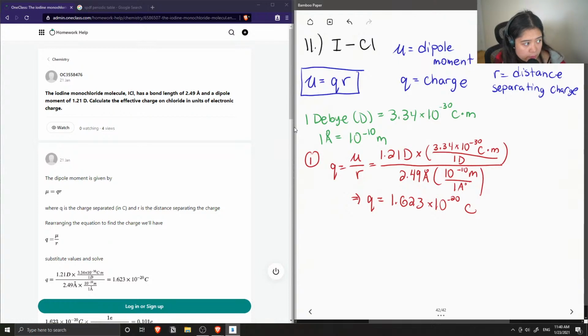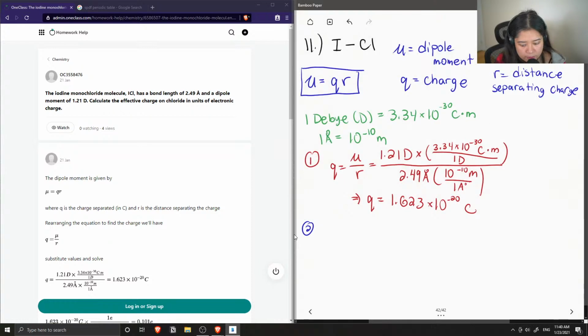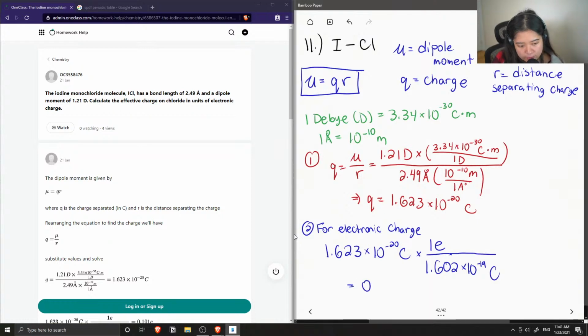Okay, so the question asks for the effective charge on chlorine in units of electronic charge. So step 2. For electronic charge, we just need to take our value in coulombs and multiply it by the conversion factor to convert to electronic charge, which is E. So 1 E is equal to 1.602 times 10 to the negative 19 coulombs. And you end up with 0.101 E. So this is our effective charge on the chloride.